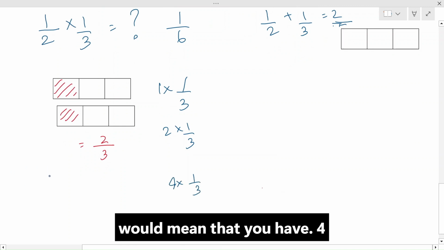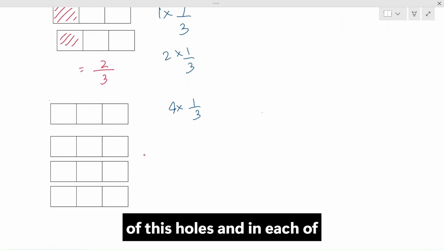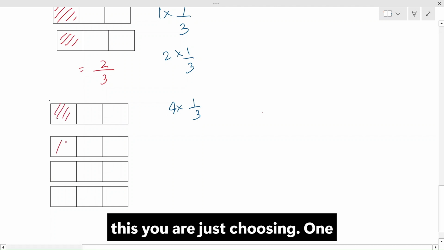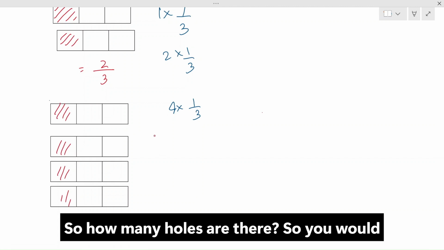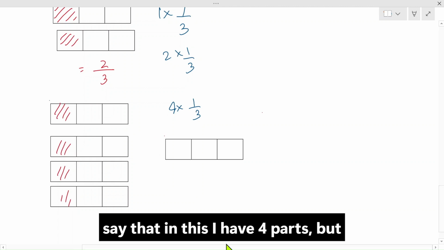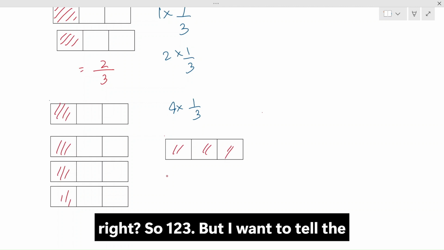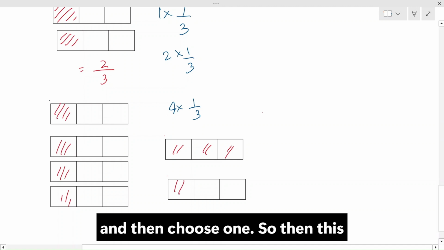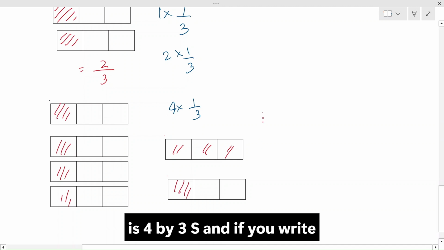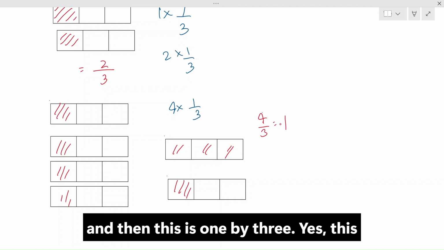So this would mean that you have 4 of these holes and in each of them you are just choosing 1 by 3, 1 by 3 and 1 by 3. So how many holes are there? In this I have 4 parts, but in one hole I have only 3 parts, right? So 1, 2, 3, but I want to tell the fourth one also. So I would have another one and then choose one. So then this is 4 by 3s, and if you write it as a mixed fraction, this is one whole and then 1 by 3.